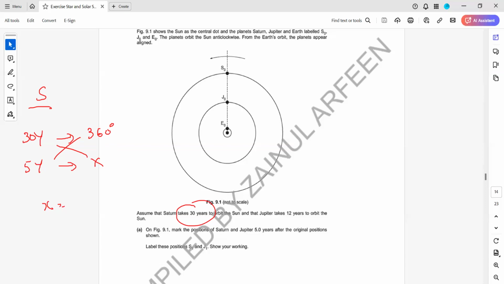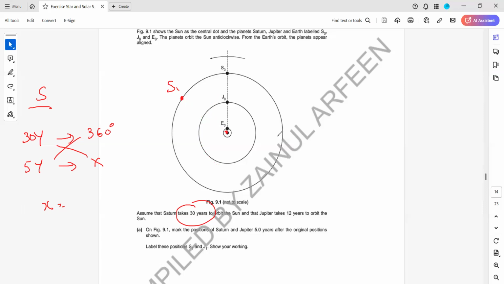So you can place your protractor here. Then this will be 10, 20, 30, 40, 50, 60. Where you get 60 degrees, you mark a position and we call that S1. Is it clear? From the original position, it will be 60 degrees. So this will be the new position. We don't have to draw this line, but we need a position for Saturn.